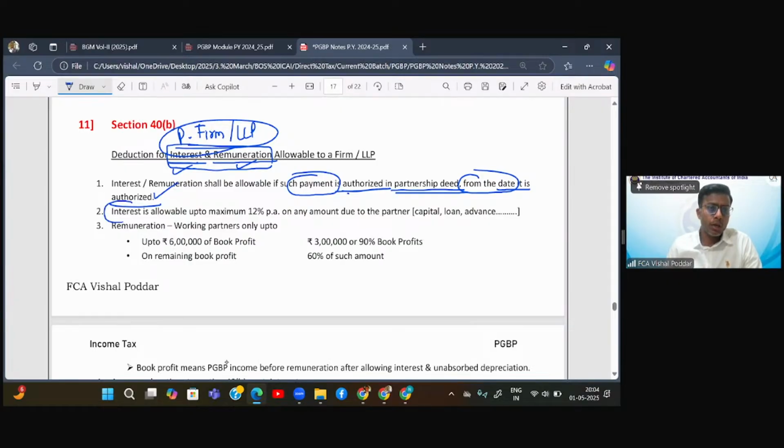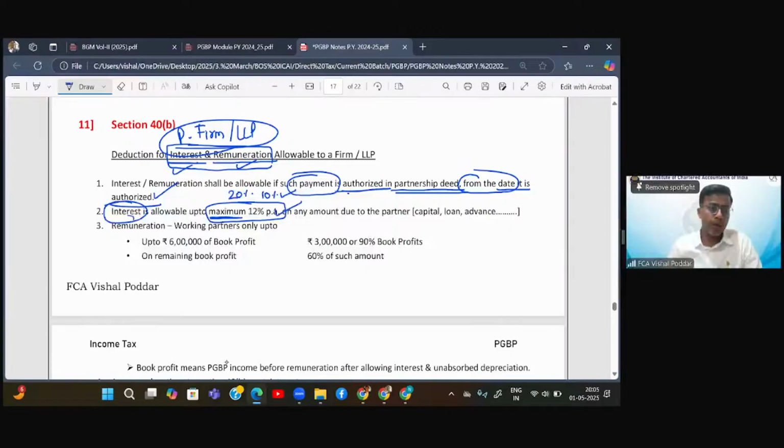Next, if you are claiming interest, the interest is allowed up to maximum 12% per annum. So your partnership deed may say 20%, no problem. Partnership deed can say anything. We will allow deduction up to 12. But 12 is not final, it is maximum. So if your partnership deed is saying 10, we will allow 10. So 12 is the maximum limit. Up to 12, you can claim deduction. But compare it with partnership deed, whichever is lower is what is allowed.